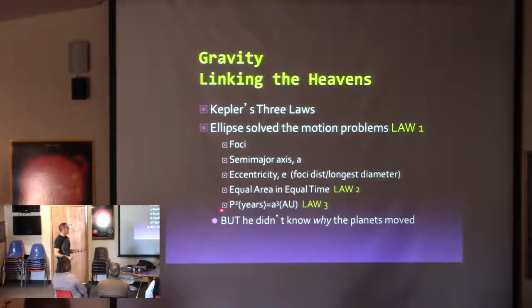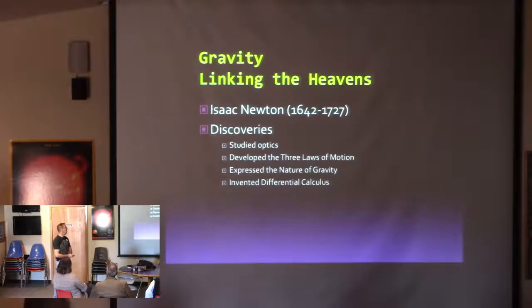And then, if you measure in years and sun-earth distances of astronomical units, the period squared is equal to the semi-major axis cubed of the orbit. So we have an actual equation now to work with. He didn't know why planets moved. He didn't figure out gravity, but he was getting closer.